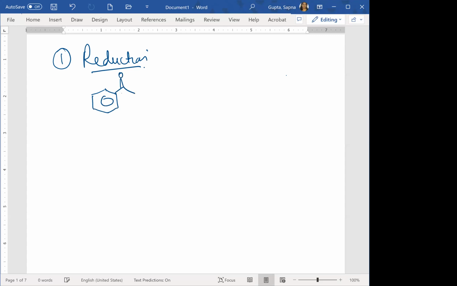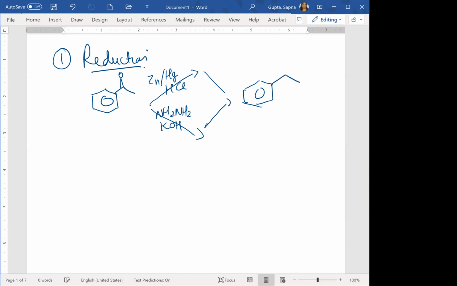So here, if you have a ketone, I'll just write it like this, so that you have both the reagents here because we've done this. So zinc, Hg, and then HCl, that's the Clemmensen, and then NH2NH2, KOH. This is the Wolff-Kishner, and both of them will give you the same thing, which is reduction of the ketone. That's it.